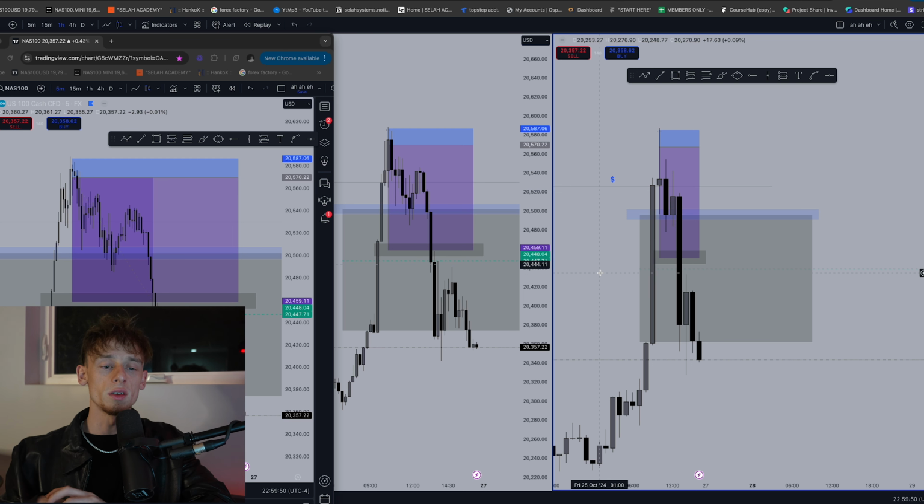So over $4,600 to $4,700 roughly on this trade.